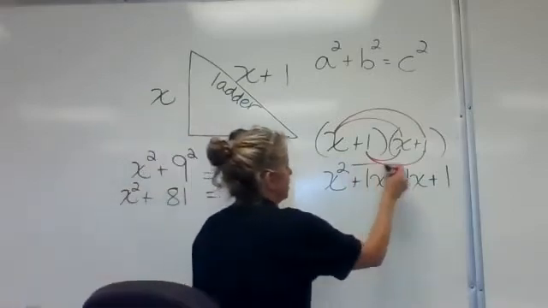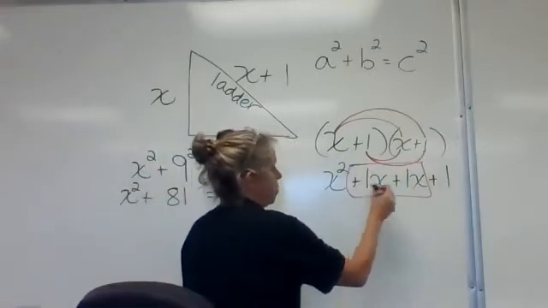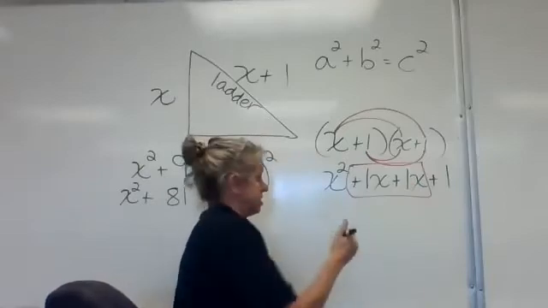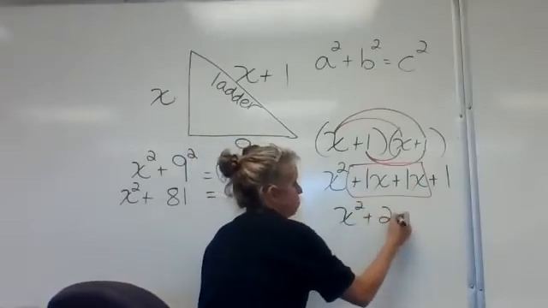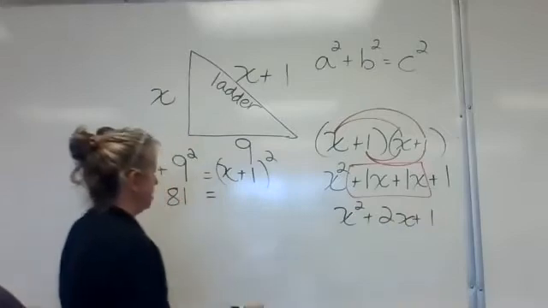What do you get when you put these X's together? You actually have 1 plus 1, so you have 2 X's. So you've got X squared plus 2X plus 1 on the right side.